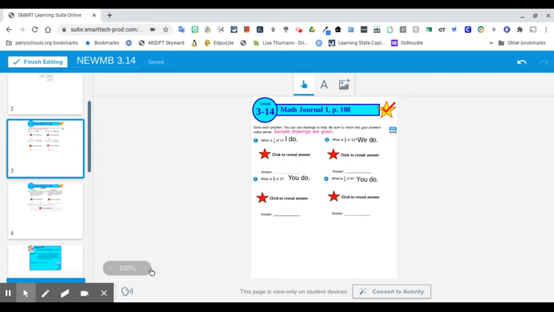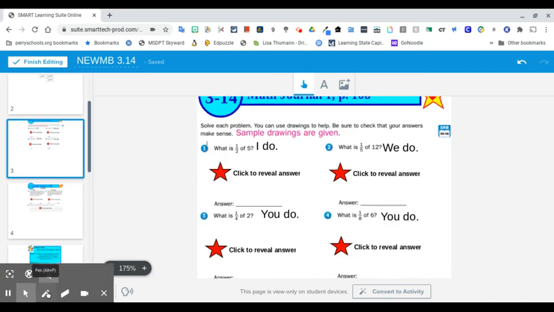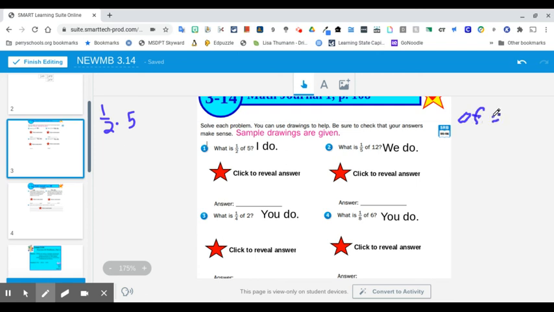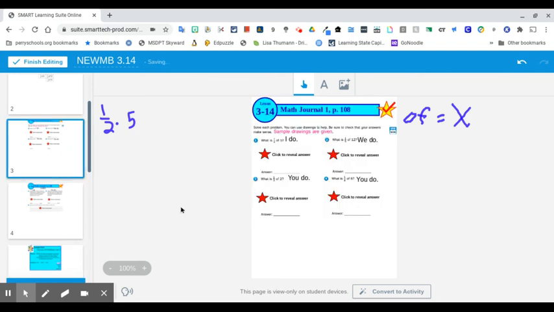So we see here 1/2 of 5. So let me move it, zoom in a little bit. So I'm going to write this out over here. 1/2, and you'll notice I'm just doing a multiplication sign for of, because anytime we hear the word of, it equals multiplication. So really you're taking a fraction and multiplying it by a whole number. And we know in our standard here, or it says our objective, that we're getting ready for multiplying fractions. And that's exactly what we're doing here.